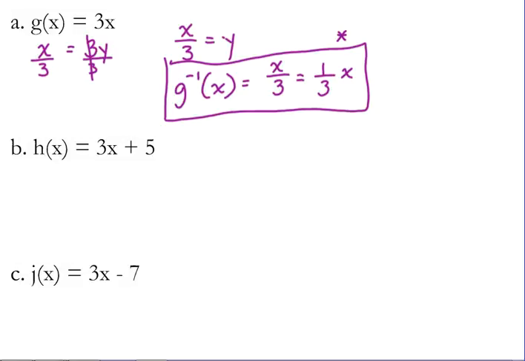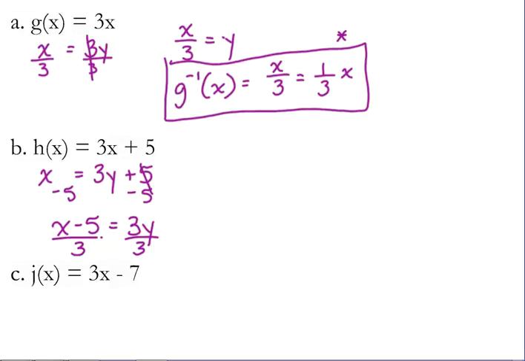Okay, let's look at B. h of x is equal to 3x plus 5. Replace the h of x with x, replace the x with y, and we're going to solve for y. So what do we need to do first? Subtract the 5. So we have x minus 5 is equal to 3y. Then this is just like the previous problem. We divide both sides by 3. So we have x minus 5 over 3 is equal to y.